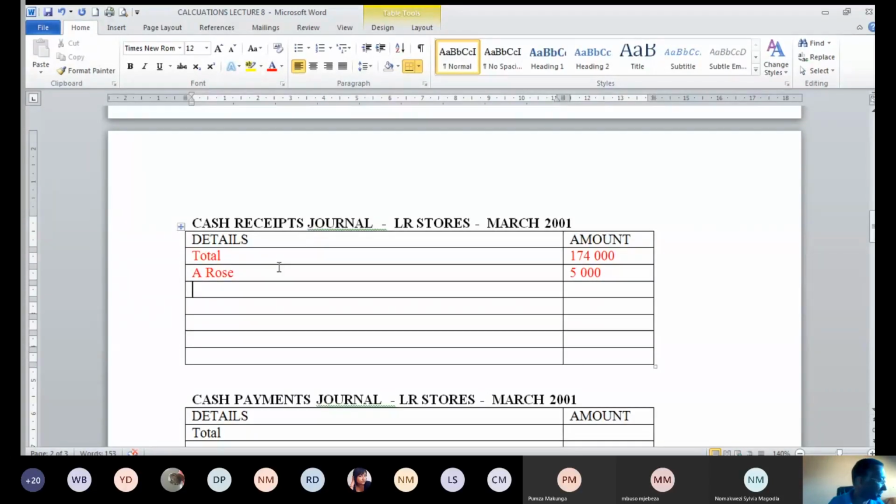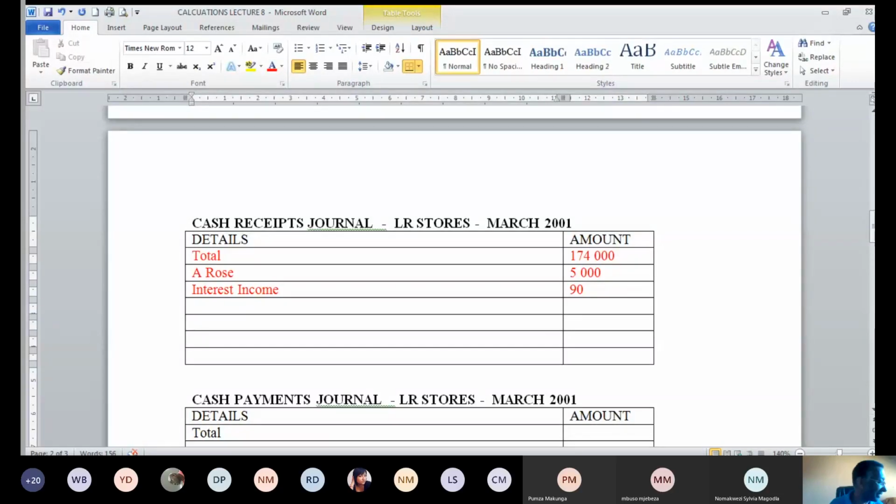Also in the cash receipts journal, guys, there is a 90 Rand that appears only on the bank statement. We must enter this now into our cash receipts journal, and the details will tell you that that is interest income, or you can have interest on current account. That's the money that the bank has paid us because we've got a positive balance.